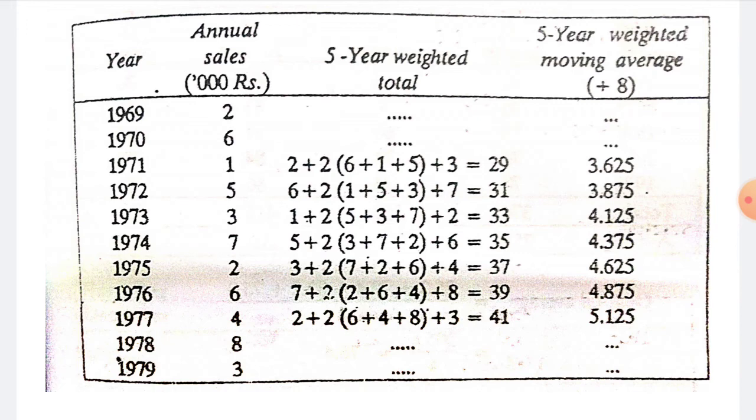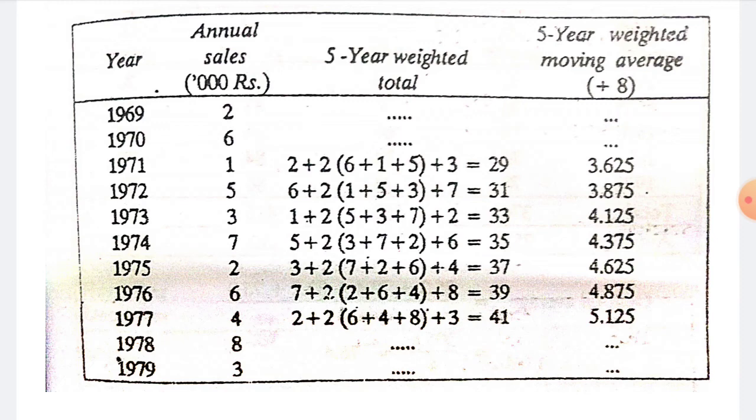In the calculator, you first find the bracket value, that is 6 plus 4 plus 8 is equal to 18. Next you multiply it by 2. So 18 into 2 is equal to 36. And then you add 2 plus 3. So 36 plus 2 is equal to 38. 38 plus 3 is equal to 41. Like this, you have to use the calculator.